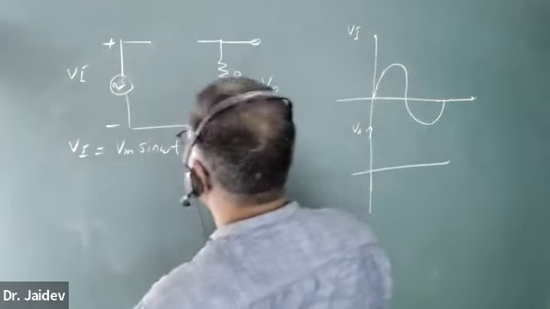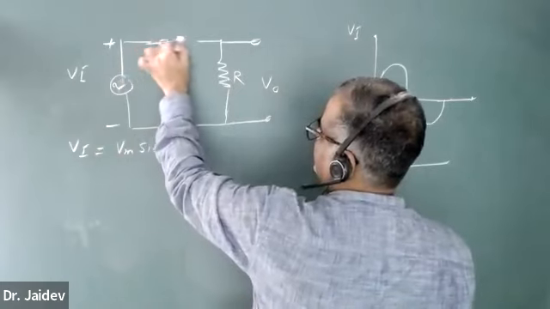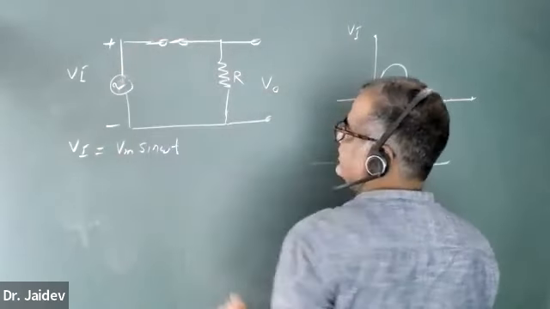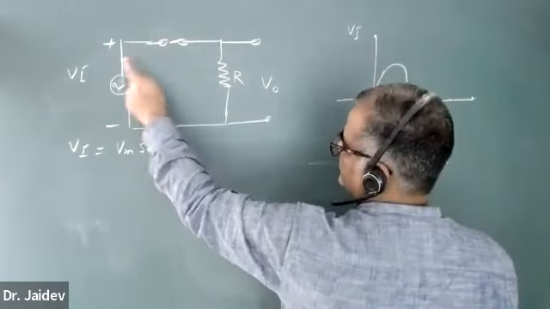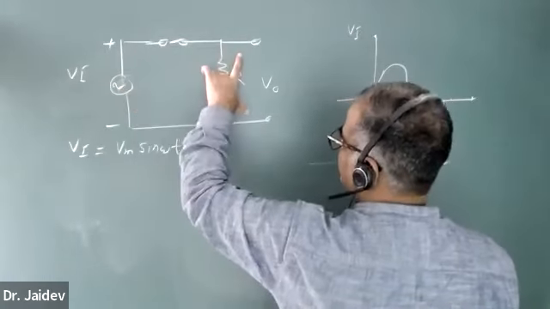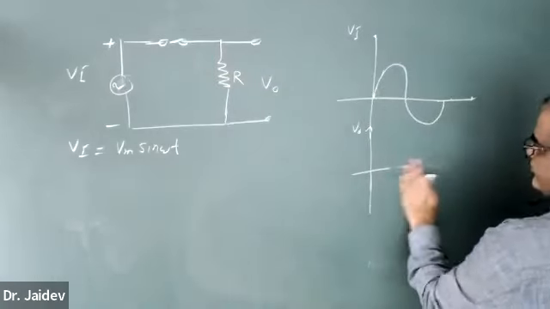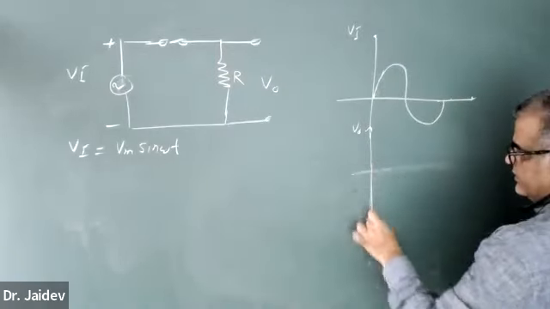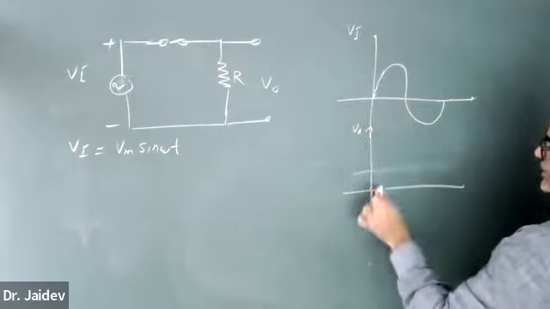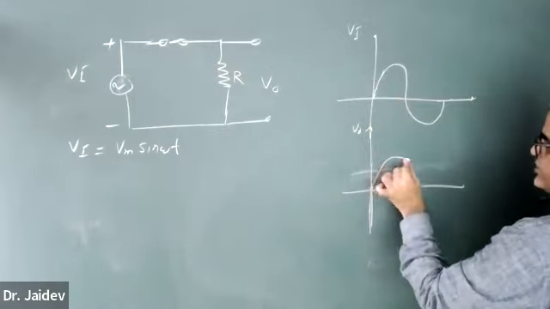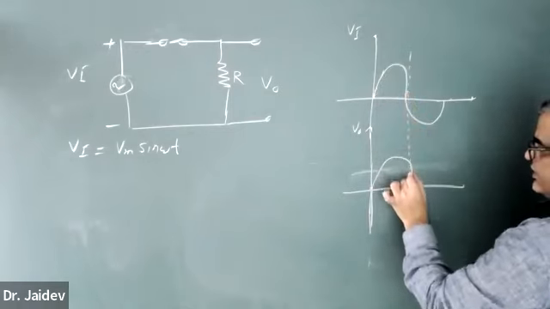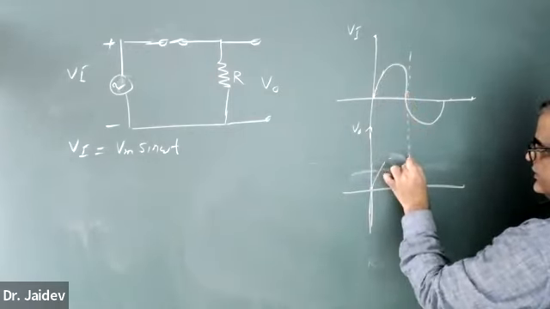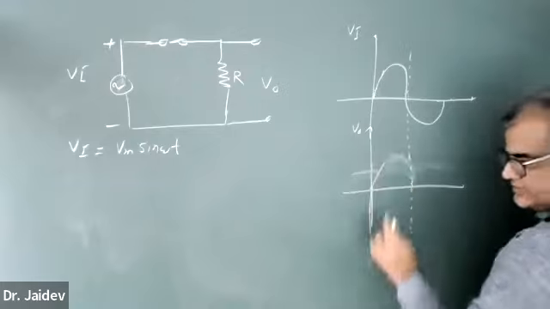So you can replace it by a short circuit. Now you want V output. There is a voltage drop of zero, so whatever voltage you're applying, that will come across the R. So your V output will be what? Same as your V input. For the positive cycle, you get the same signal that you're applying in your input.